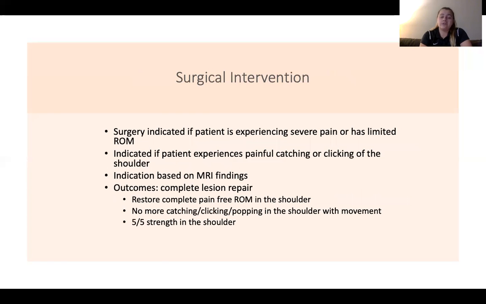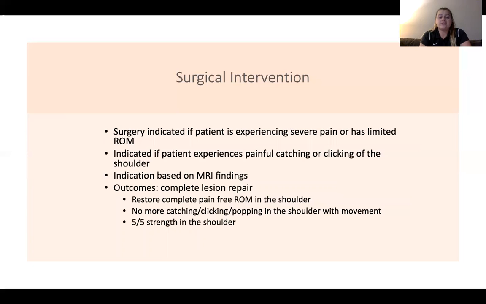So, a surgical intervention for a labral tear. Surgery is indicated if the patient is experiencing severe pain or has a limited range of motion. Also indicated if the patient expresses painful catching or clicking of the shoulder, as well as MRI findings. Again, I am a big advocate on MRIs. I do think they can provide a lot of information that we wouldn't be able to get otherwise.